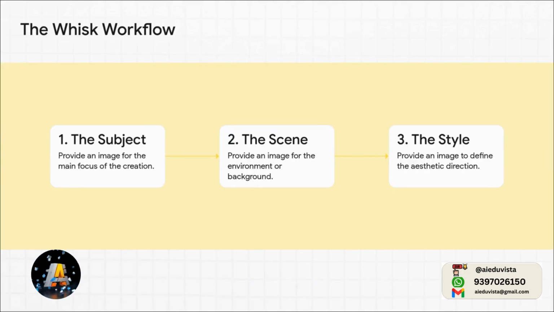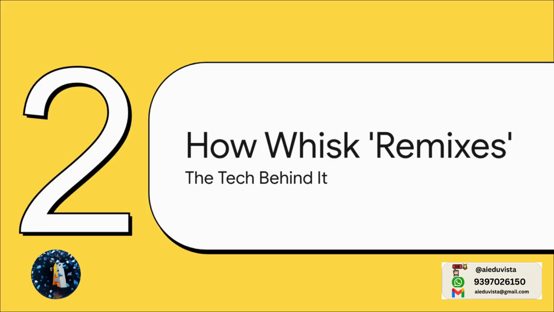The way it works is actually beautiful in its simplicity. You just provide 3 visual inputs. First, you give it an image of your subject. That could be a person, a pet, an object, whatever. Second, an image for the scene, the background. And third, an image that sets the artistic style you're going for. Whisk then takes all 3 and just remixes them together. So how on earth does it actually combine 3 totally different pictures into one single, cohesive, new image?